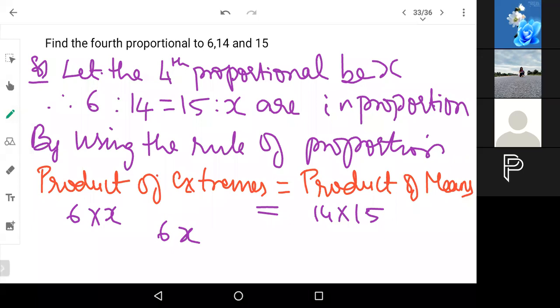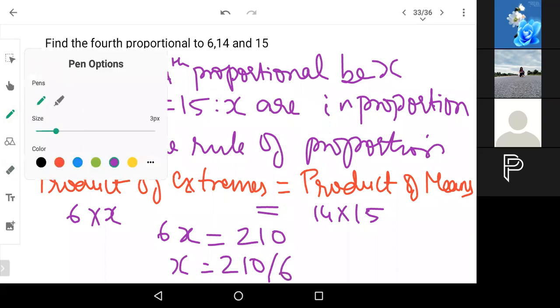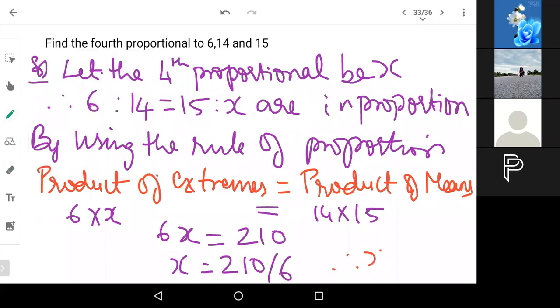6x is equal to 14 into 15. How much is 14 into 15? 210. Okay, so x is equal to 210 divided by 6. Therefore, x is equal to 35. So the fourth proportional, somewhere write down the conclusion.